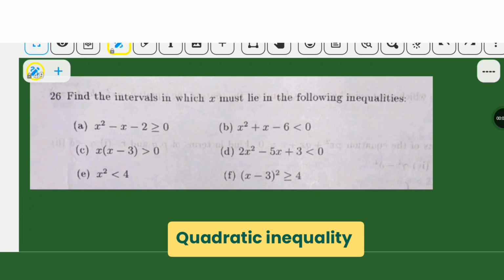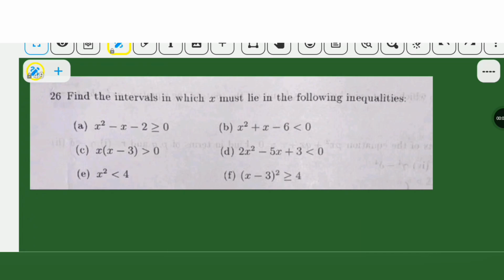So what you have here right now are quadratic inequalities. You can see the powers of x is always 2, 2, 2, 2, and so on like that. So this is a quadratic inequality. That's a special way of solving it, but it's very simple. I won't lie to you, it's very simple.